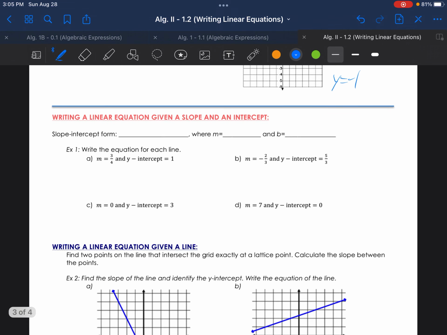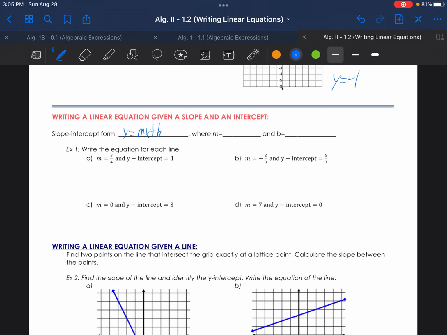All right, so on to the new stuff. Let's say we're given a slope and a y-intercept. So we'd use slope-intercept form. We're very familiar with it. Overall, it's y equals mx plus b, where m is the slope, and b is the y-intercept.